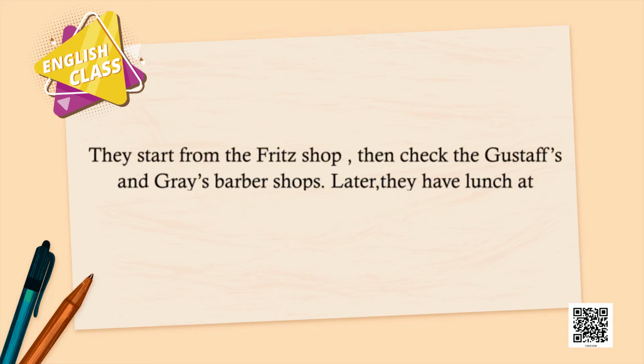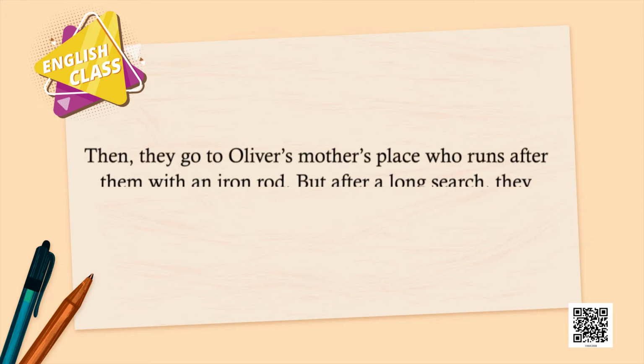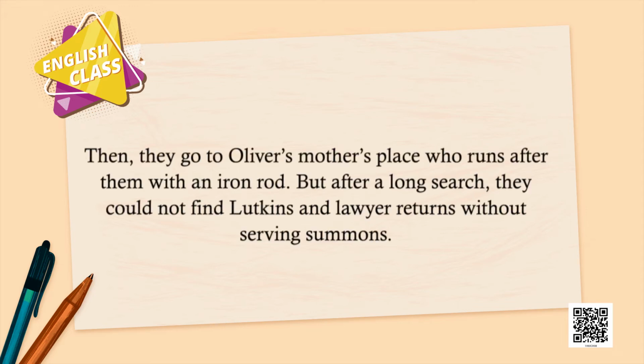They start from the Fritz shop, then they check the Gustav's and Gray's barber shops. Later, they have lunch at Wade's Hill. Then they go to Oliver's mother's place, who runs after them with an iron rod. But after a long search, they could not find Lutkins and the lawyer returns without serving summons.